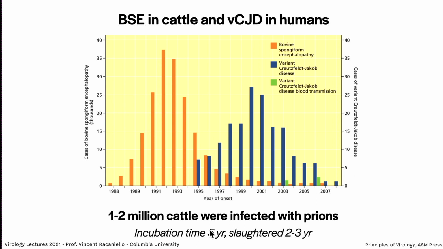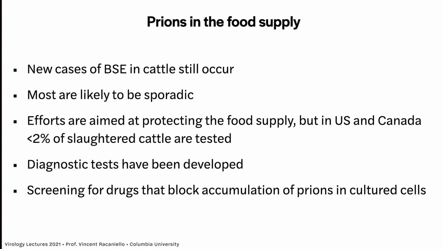Now, the problem here, of course, is that in cows, the incubation time for BSE is 5 years. We kill cows after 2 or 3 years for meat. They're ready to go. So you never know if they're infected or not. And that's why this entered the food supply. We still, to this day, have cases of BSE in cattle all around the world where cattle are grown. These are probably sporadic. Since we've modified the feed procedures, we're not feeding the cows scrapie anymore. So these are cows that sporadically misfold their prion proteins. And so we're very concerned about the food supply, but we don't test very many cows, right?